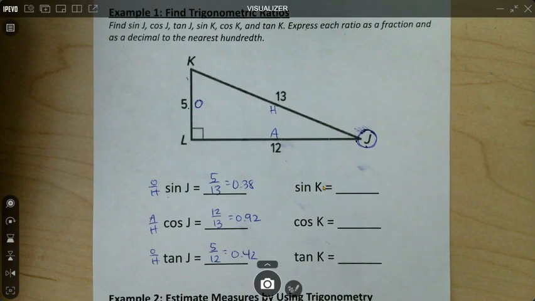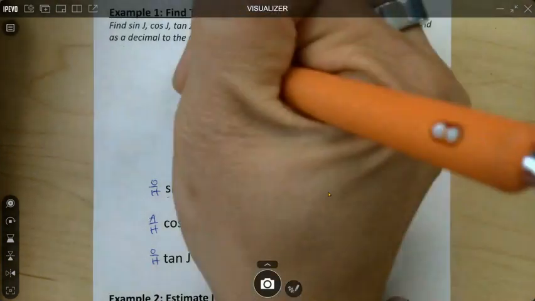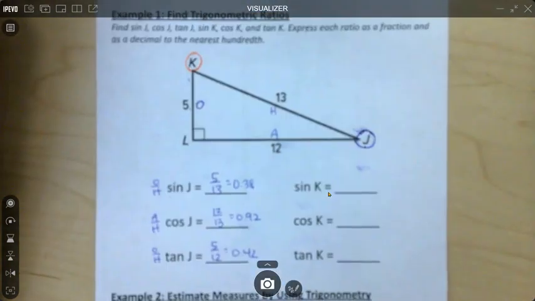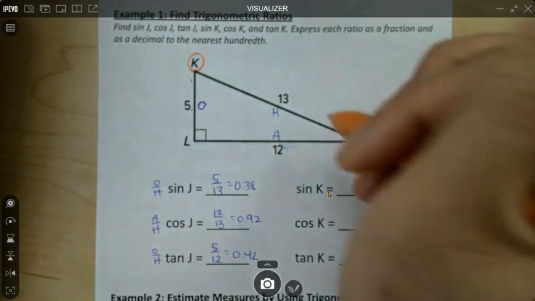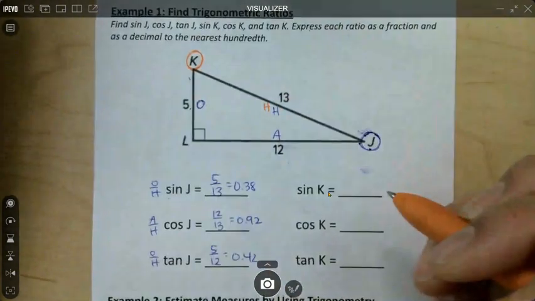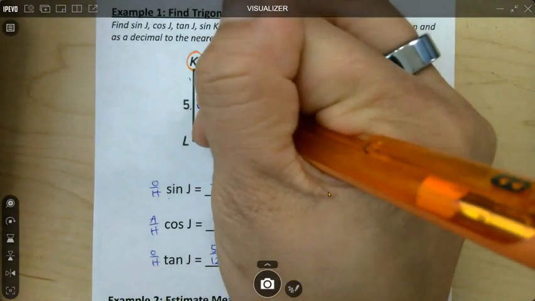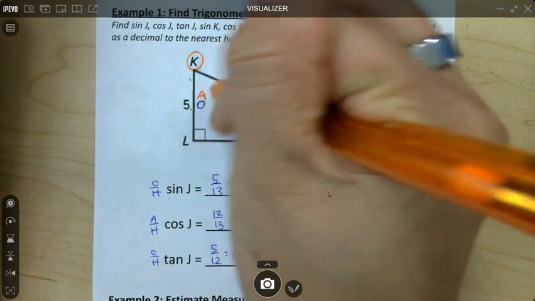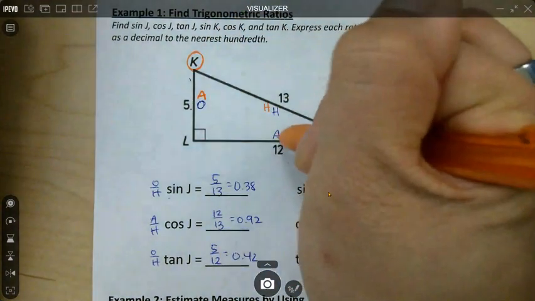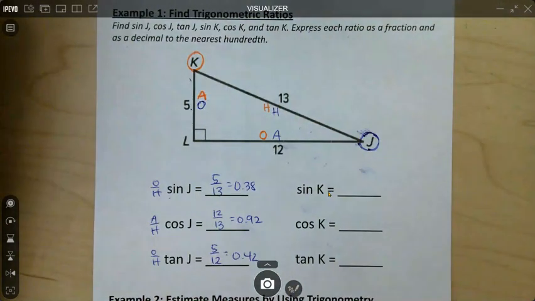Okay, so now let's change our reference angle to K. I'm going to switch colors. K is now our reference angle, so I'm going to relabel my sides. We know 13 stays the hypotenuse, but 5 now becomes my adjacent side because it's the side closest to the angle, and that means 12 would be my opposite side.